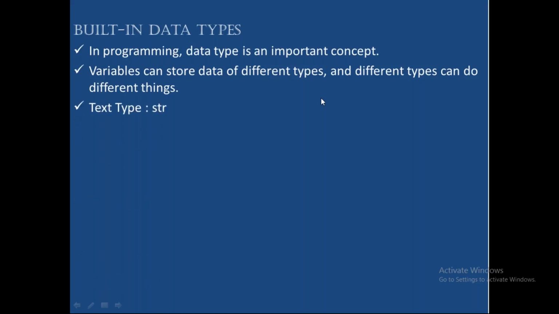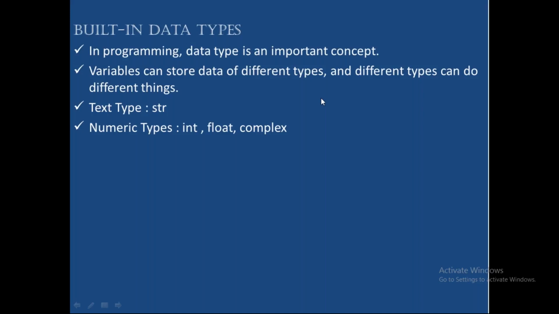Next, what are the different built-in data types we have? For storing text type, any sequence of characters, we have str, string. For storing numeric types, we have int, float, complex. 10 is an integer, 10.54 is a float, 10 plus 20j is complex.